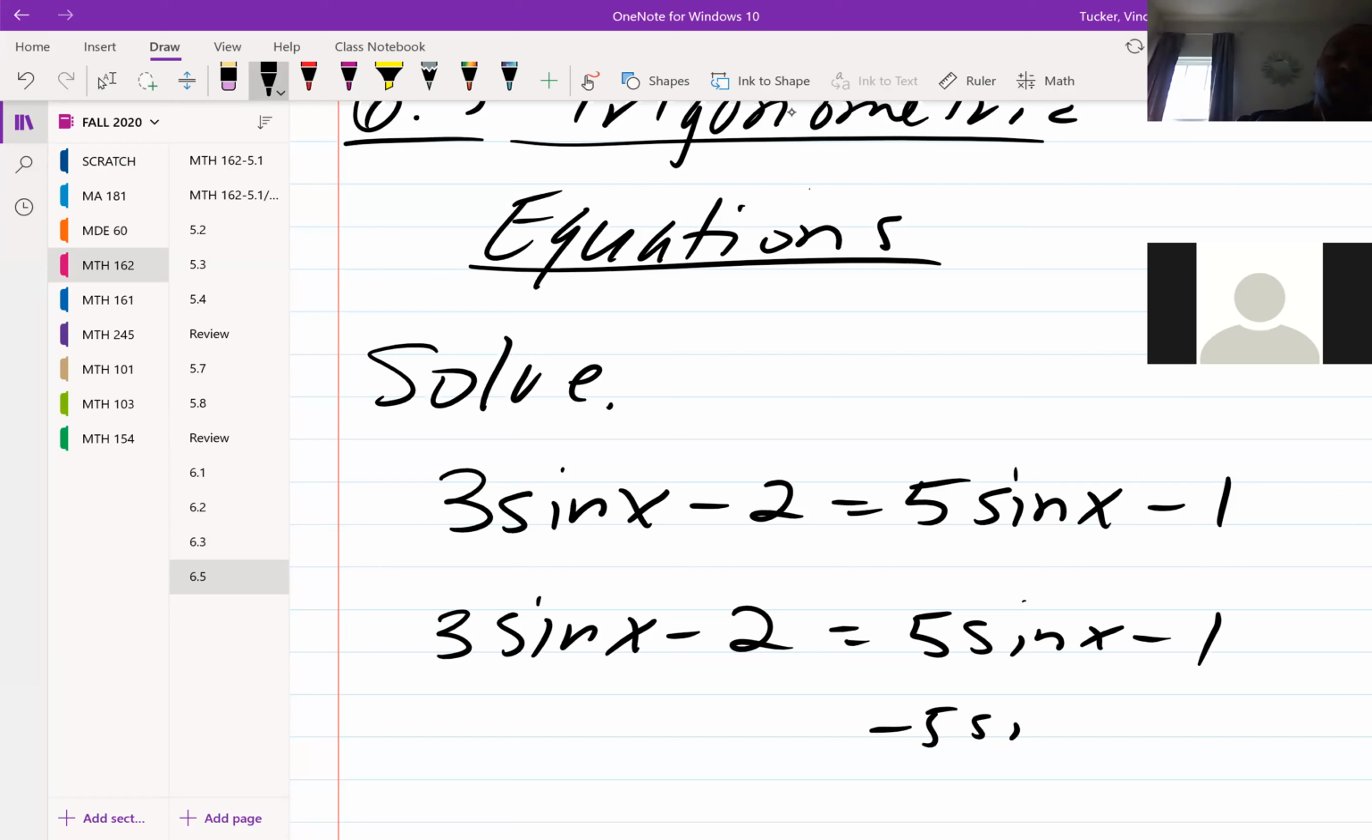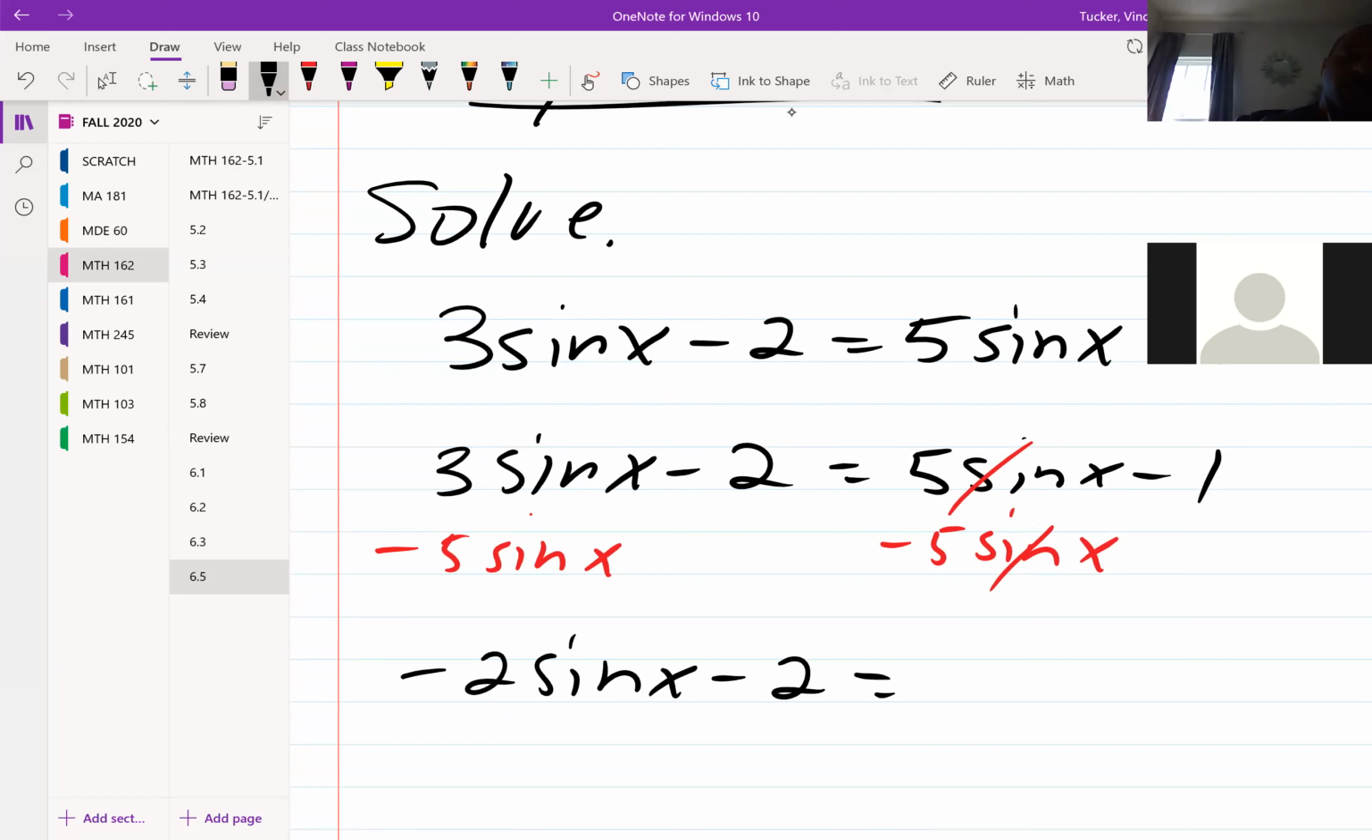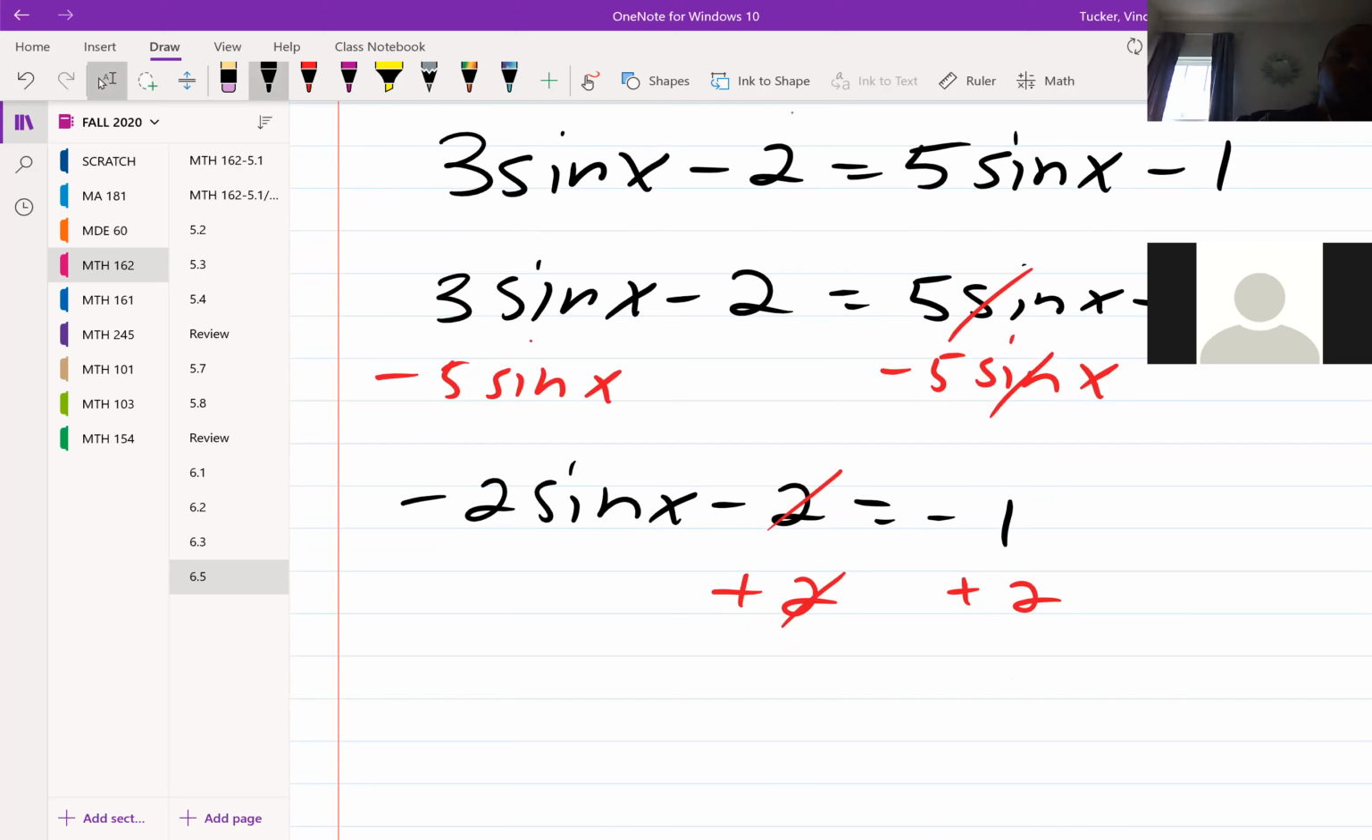Subtracting 5 sine x from both sides. So it's negative 2 sine x minus 2 equal to negative 1. Then you add 2 to both sides. Negative 2 sine x equal to 1. And divide by negative 2.